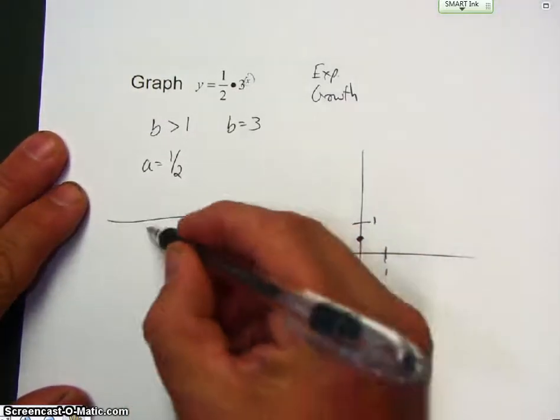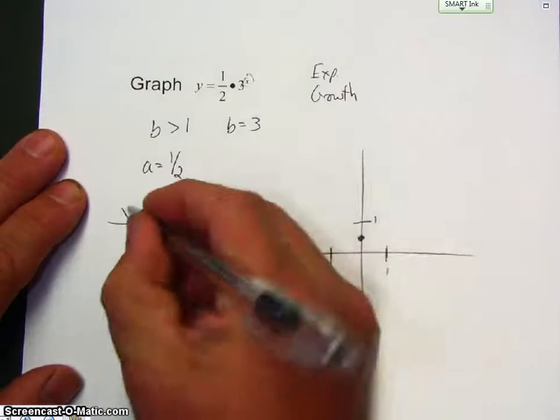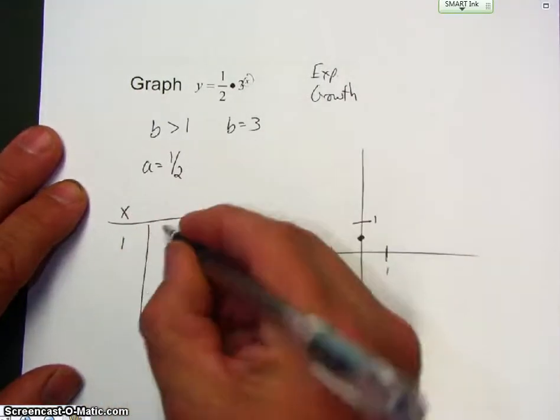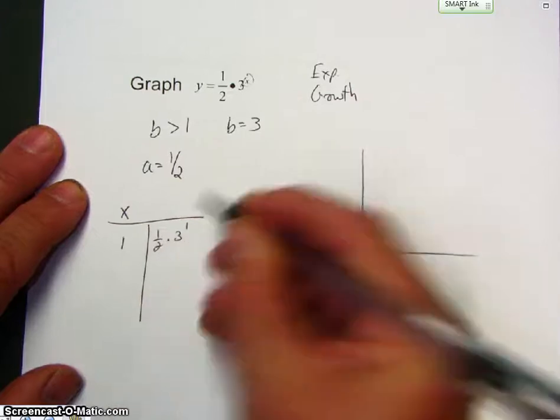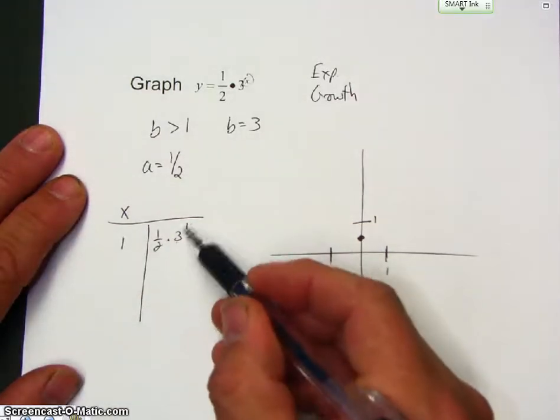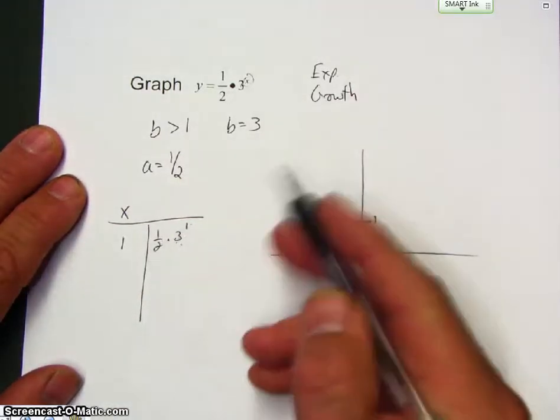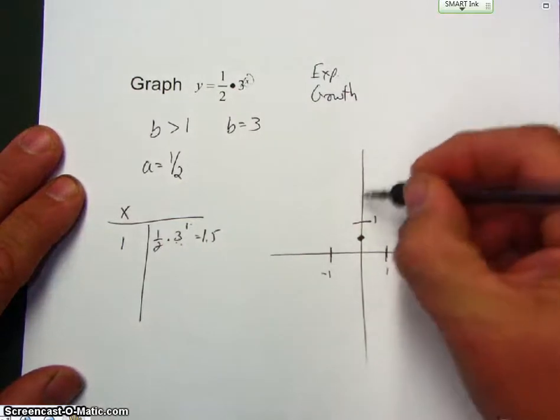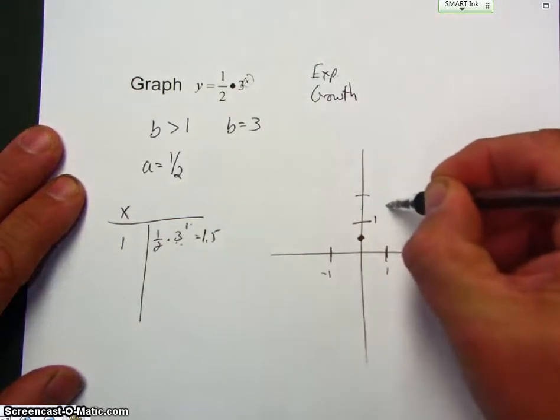Make a t-table. Pick a value for x. Let's see, we'll pick 1. So I got 1/2 times 3 to the first power. So that's 3 to the first is 3. 3 times 1/2 is 3/2. In other words, is 1.5. So here's 1. Here's 1.5.